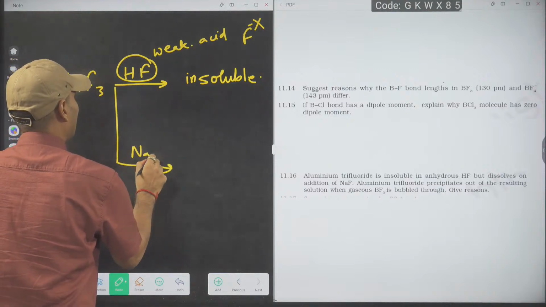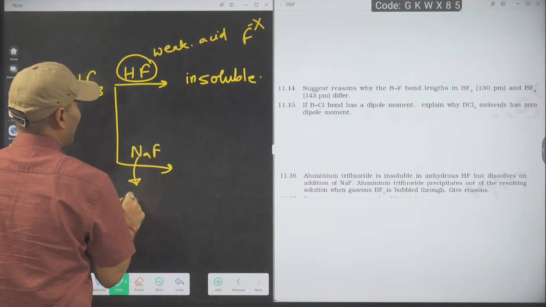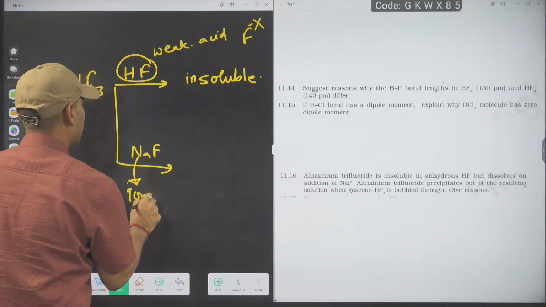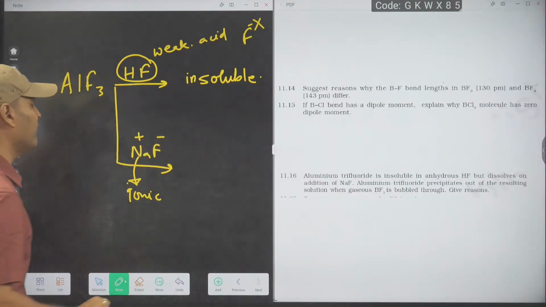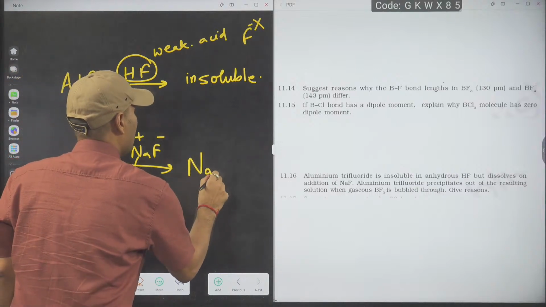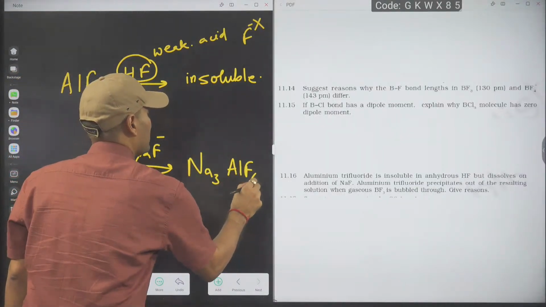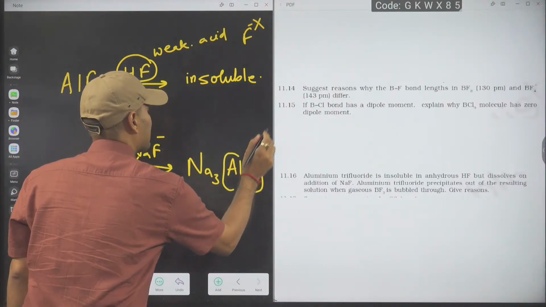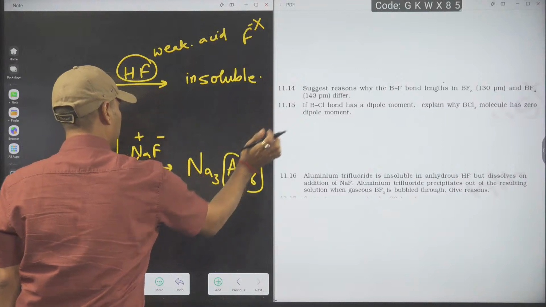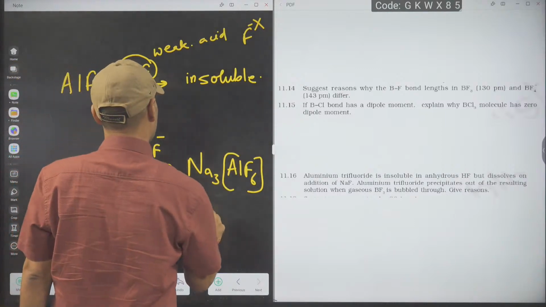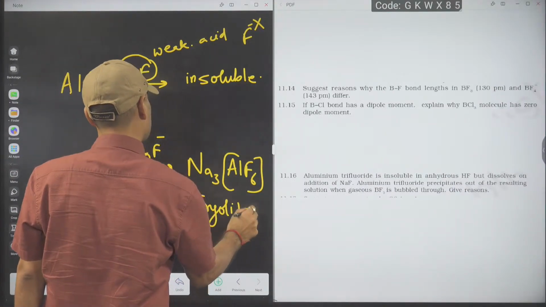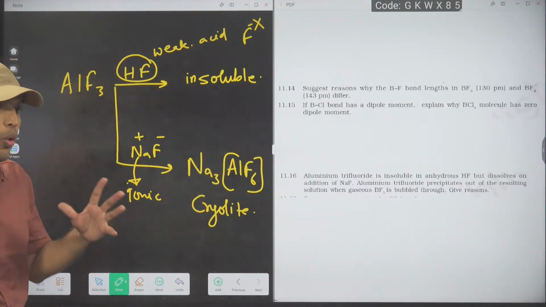But NaF or KF is ionic. It will break very easily into Na plus and F minus. And finally there will be formation of a complex. Have you seen this complex before? Tell me. Na3AlF6, cryolite. Remember cryolite, group 17. This is written in the ore part.